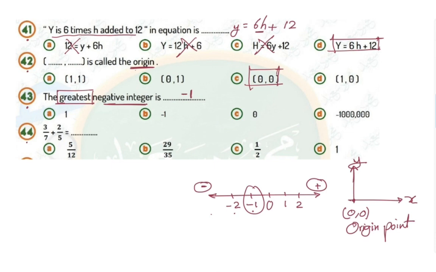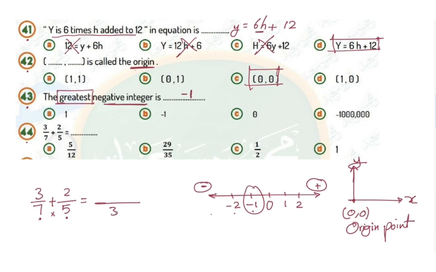Last point here, 44. 3 over 7 plus 2 over 5 equals what? Now I need to add two fractions together. The first thing is to look at their denominators, we have 7 and 5. Of course, you note that 7 and 5 are not like each other, but they are prime numbers. So when you find two prime numbers in the denominators, just multiply them.